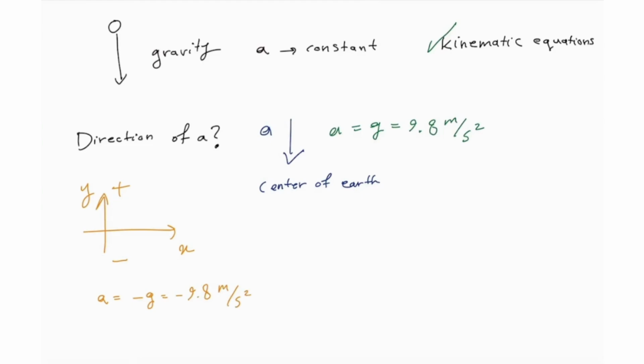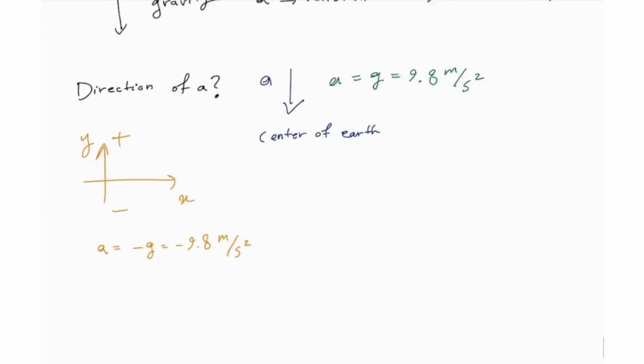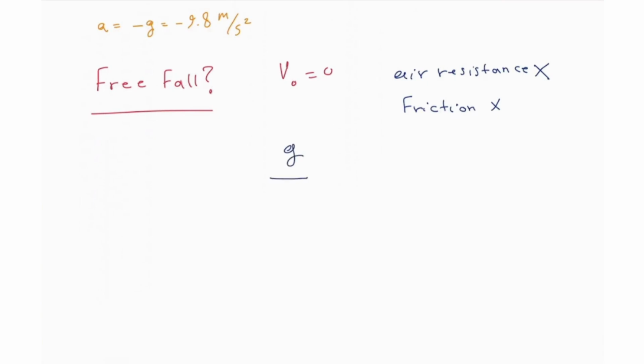Have you ever heard of an object in free fall? If an object is dropped with no initial velocity, where there is no air resistance or friction, the object is defined to be in free fall. The motion of this object is one-dimensional and has a constant acceleration of magnitude g.